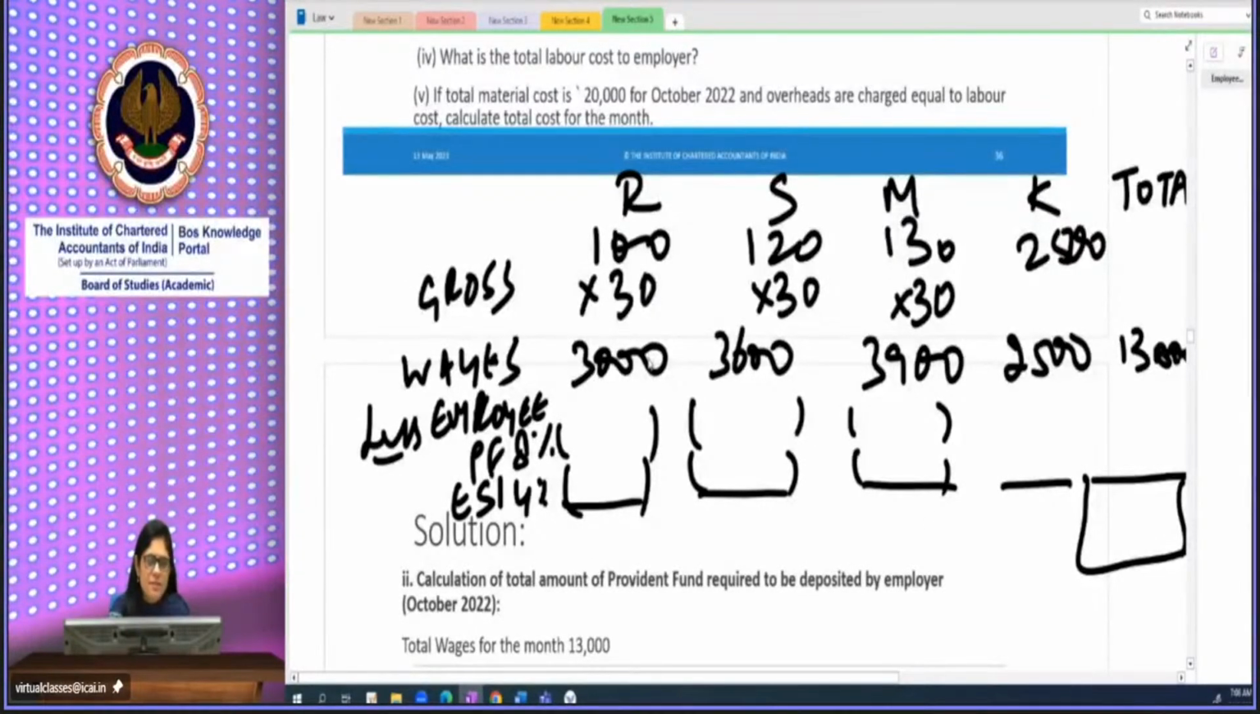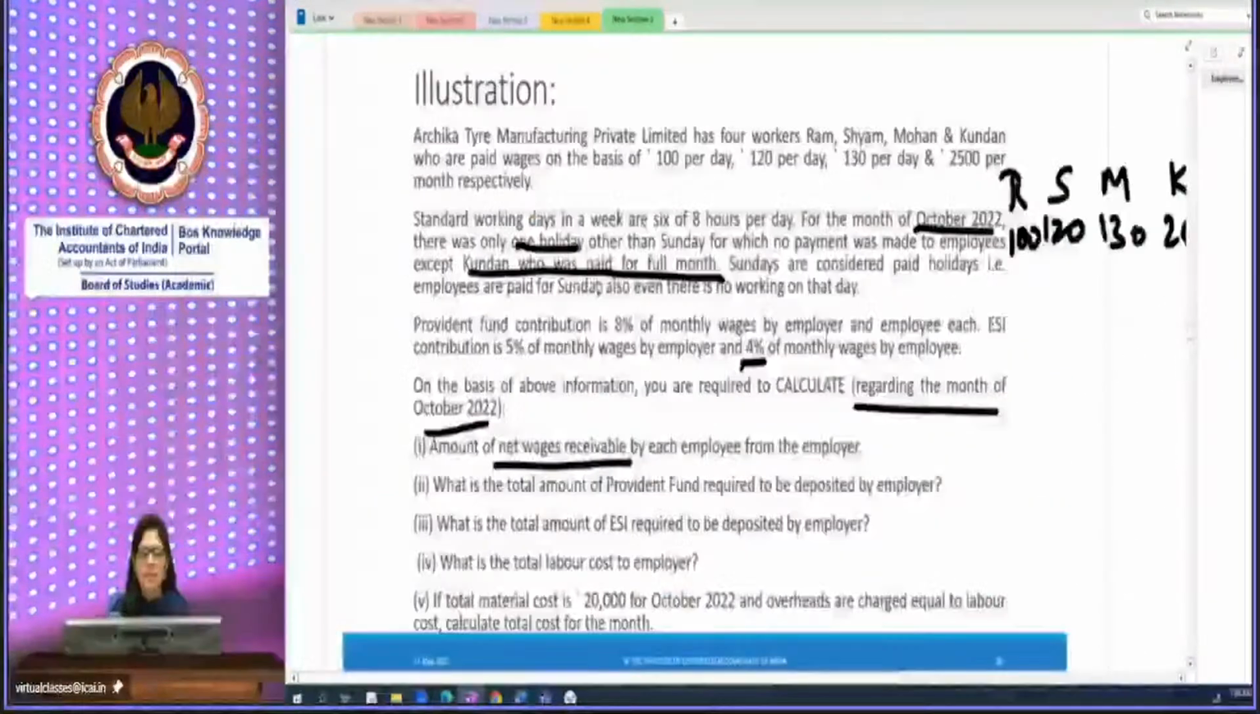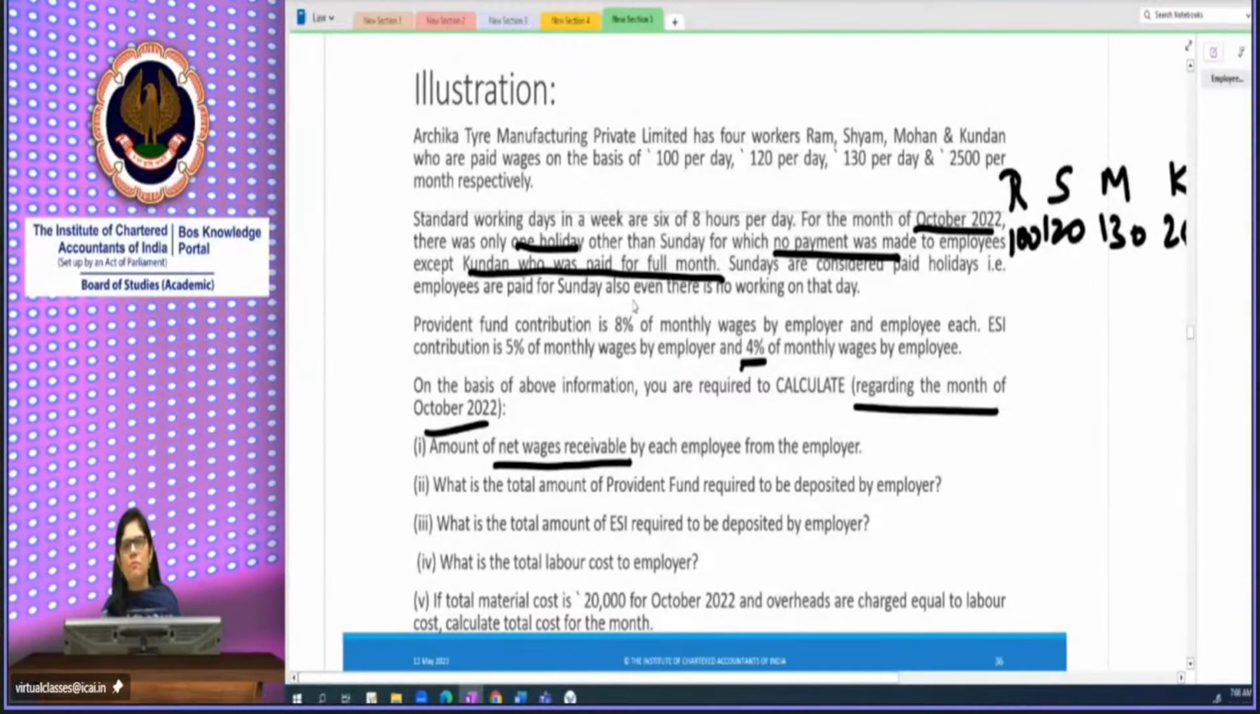Here they are not being paid for the holiday. Usually holidays are considered already paid, but in this question, the holiday is not paid. It's very clearly given: there was one holiday other than Sunday for which no payment was made to the employee. So please refer to the question, and whatever approach we take must be based on the information given in the question. Anything which is overhead in one question may not be overhead in another question. So just concentrate and let us do it based on every question.